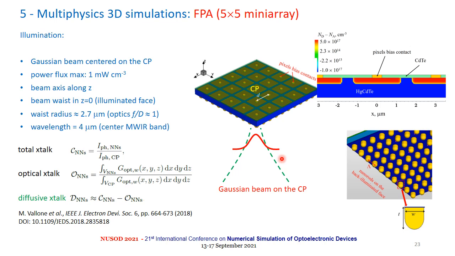One of the methods to investigate the interpixel crosstalk is to simulate the effect of a narrow Gaussian beam focused on the central pixel of the miniarray. The diffusive crosstalk is a measure of how many carriers are photogenerated in the central pixel but are collected by one of the neighboring pixels. Of course, if the detector is thin, this is less probable.